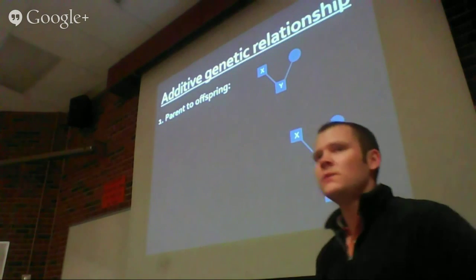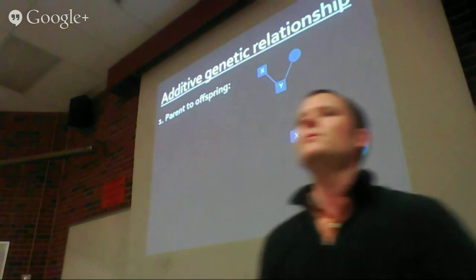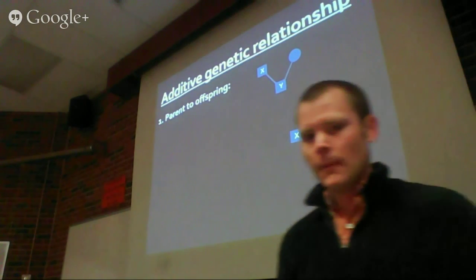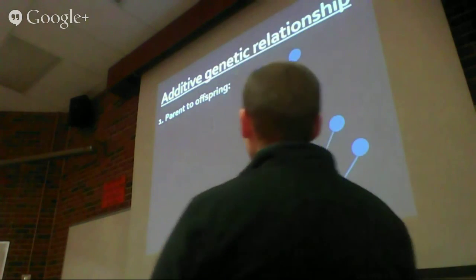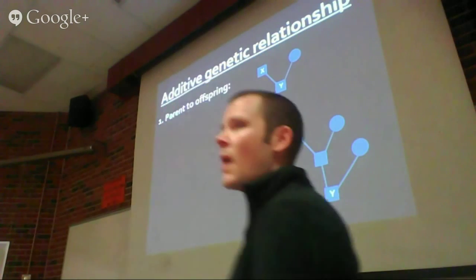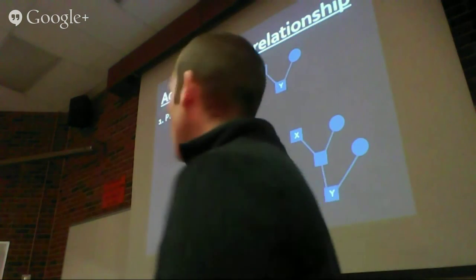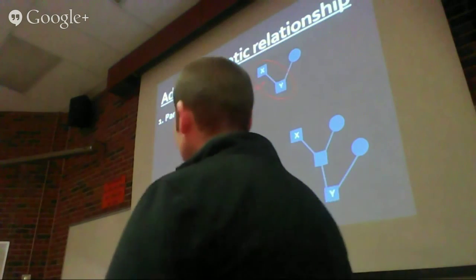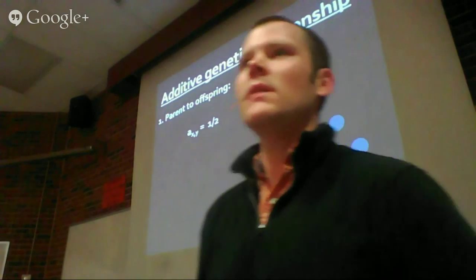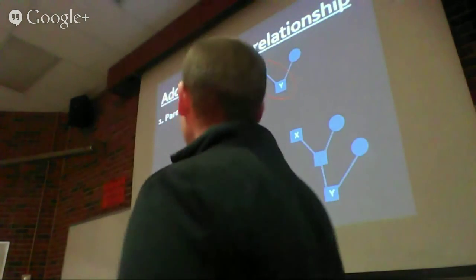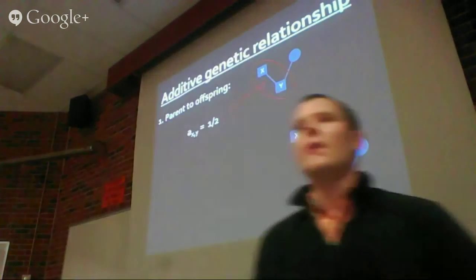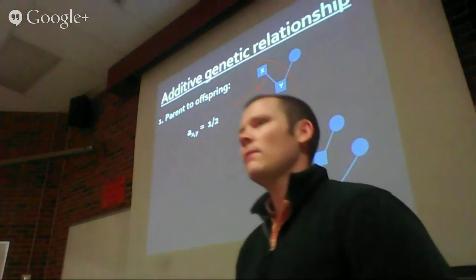So we need to dig into population structure and figure out how to look at a pedigree and estimate genetic relationships. The most simple one we have is parent to offspring, X to Y. So we would say A sub XY. It's a half, right? That should be a logical assumption. Those two animals share half of their genes in common. Half came from there, half came from there. So our additive genetic relationship is just 1/2.